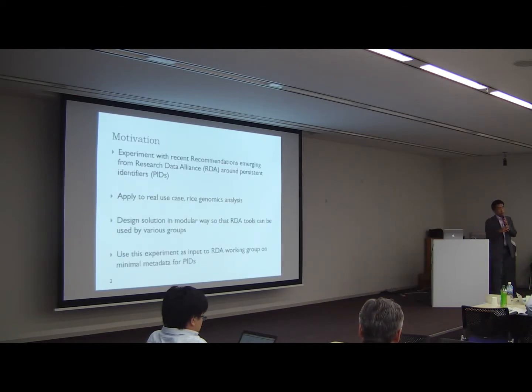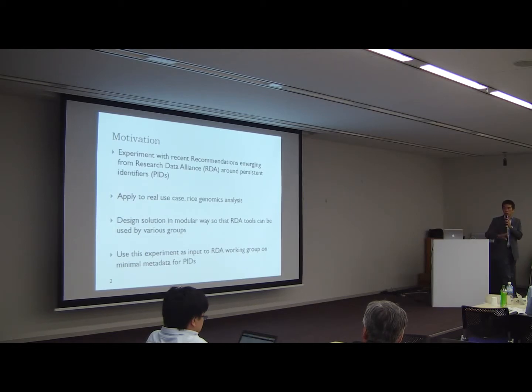So the motivation for this was that we wanted to experiment with recent recommendations that are coming out of the Research Data Alliance. We've heard a little bit about the RDA already, and specifically around persistent identifiers. And we wanted to apply it to a real use case, and specifically here, we wanted to talk to people who did rice genomics research. And we also wanted to design the solution in a modular way so that these RDA tools could be used by other groups as well. So not only in rice genomics, but we could use it for other different types of research as well.